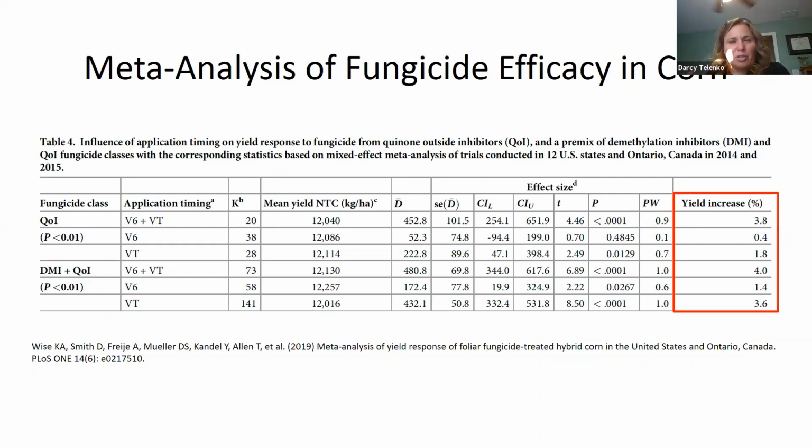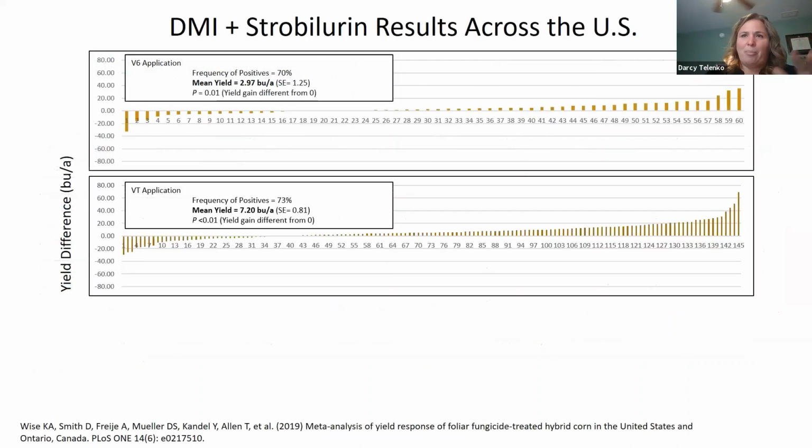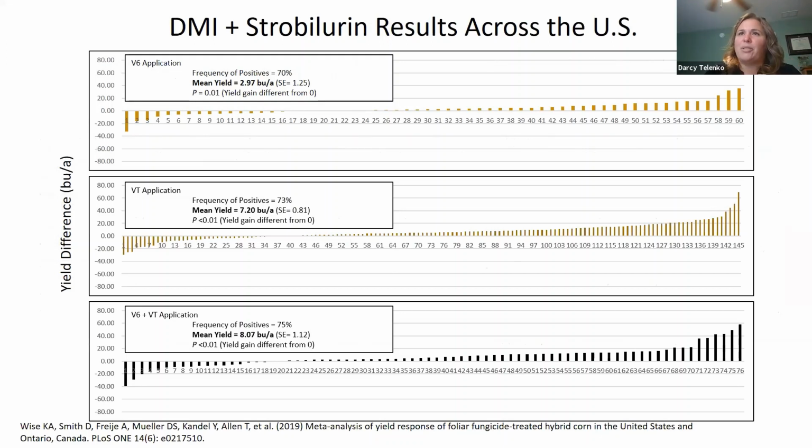So the idea is, even if the disease is low, what's the percent return when we put a fungicide out if we're just going to make the decision to apply fungicide everywhere. Then this is breaking it apart, looking at these piano diagrams. Again, this is the combination, the DMIs plus the strobilurins, and looking at the applications. The top one is V6, the middle is VT, and the bottom is V6 plus VT. The idea is, how many times do we have a positive response which was significantly different from 0.